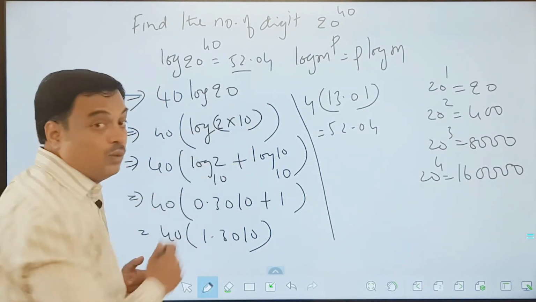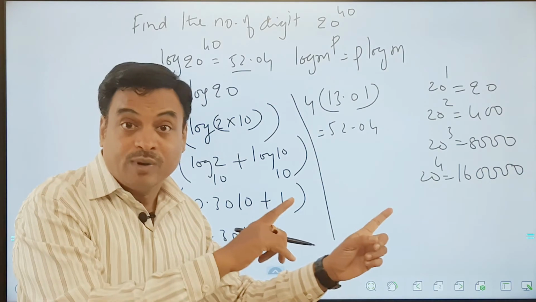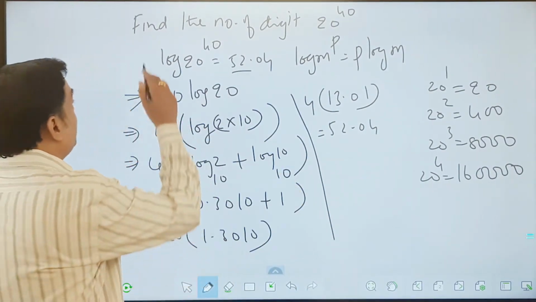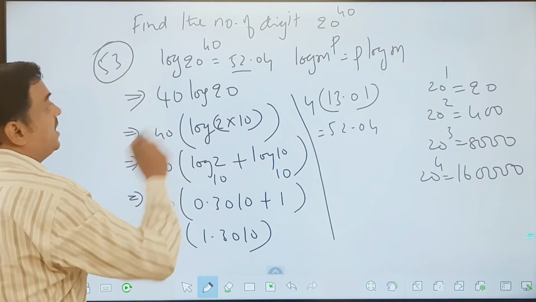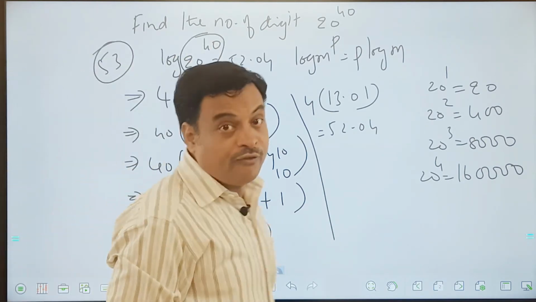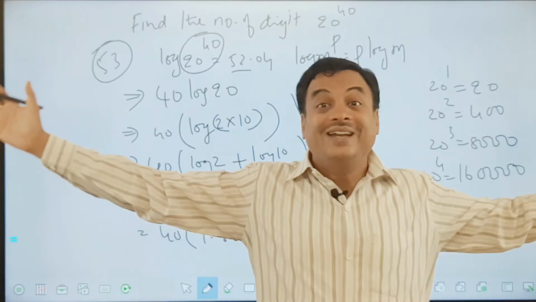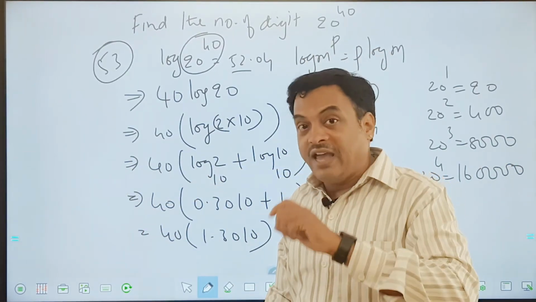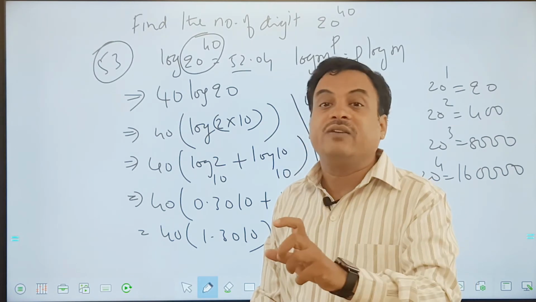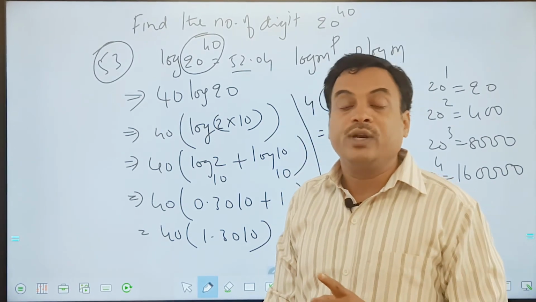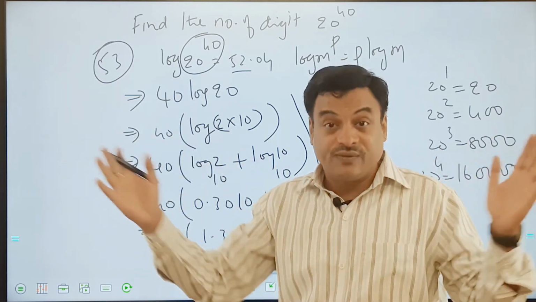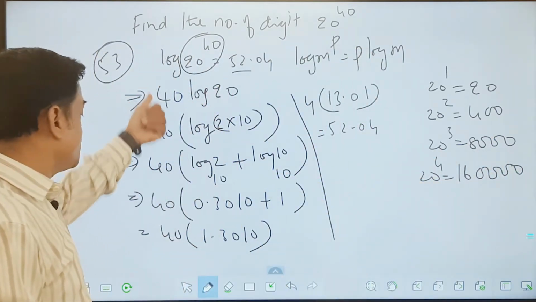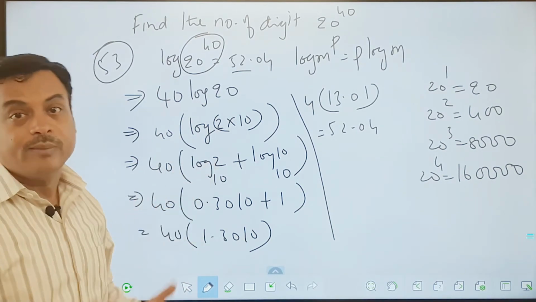What is the characteristic value? 52, which is one short of the number of digits. Remember, the characteristic value is 52, one short of the number of digits. So the number of digits has to be how much? 53. So when you get the value of 20 to the power of 40, it is going to be a huge 53 digit number. So without finding the value, if I wish to know how many digits are going to come for a number, what is the size of the number, then logarithms can be useful. See, the effect of power is almost negligible. Finally, I'm multiplying with 40, I'm getting something out of it.